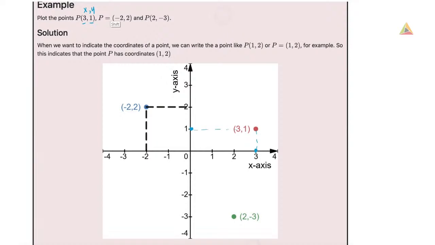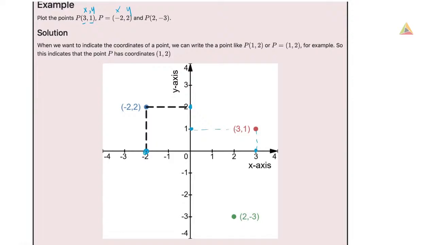The second point is minus 2, 2. So if you go to minus 2 on the x-axis, that is going to be here. And you go to where 2 is on the y-axis. So you go up to where 2 is on the y-axis, which is here. And it has the broken line done there for you. So you see where those points meet, and that's the point minus 2, 2.